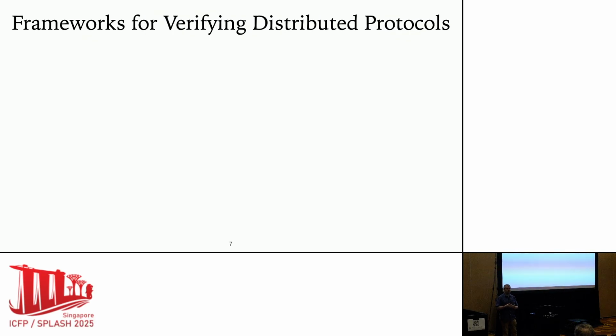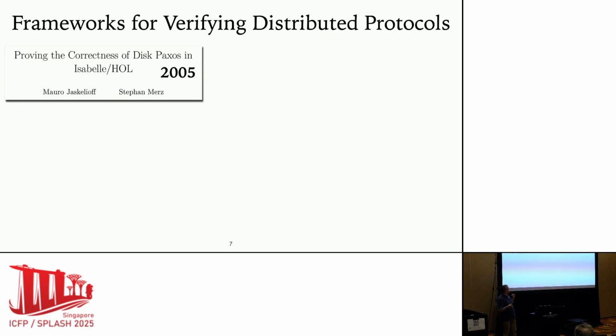And indeed, this is a problem that has received quite a bit of attention in the static analysis and formal methods communities. Some solutions to specify and formally verify safety properties of distributed protocols date back at least 20 years. I'm quite sure that this is not the first paper, but this is one which is relatively well known, by Marko Jaskelioff and Stephan Merz, who proved the correctness of a version of Paxos in the Isabelle prover.